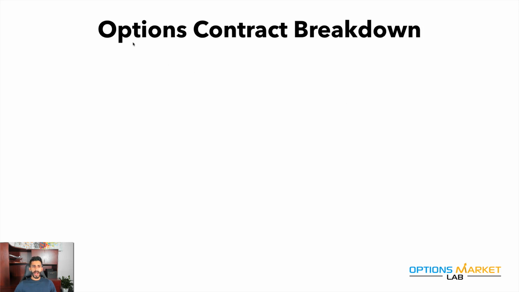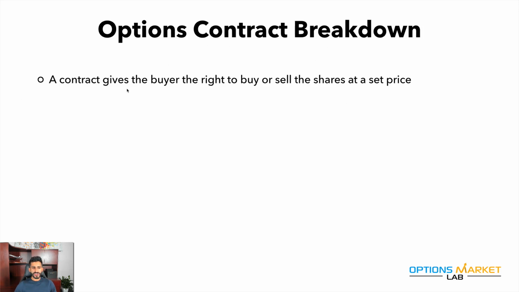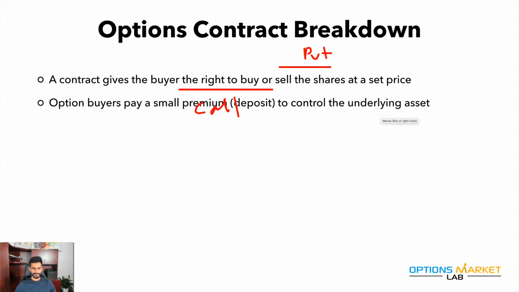Now, let's go through an options contract breakdown. A contract gives the buyer the right to buy or sell the shares at a set price, depending on if you have a call or put. If you have a call, you have the right to buy. If you have a put, you have the right to sell. That depends all on you when you have an options contract.